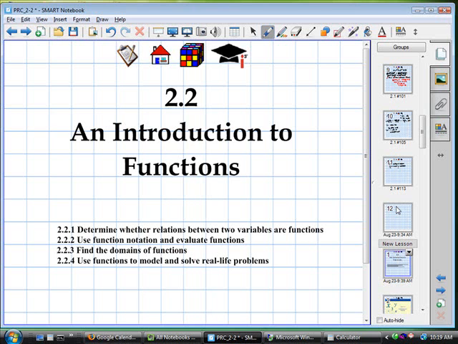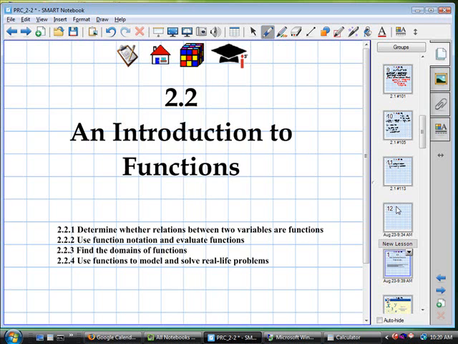First of all, you notice the word relation is in the title, so even before that, you've got to know what the difference is between a relation and a function. I will talk about that. And once you know that, you've got to be able to tell when relations are functions and when they aren't. Number 2, you've got to be able to use function notation and evaluate functions. Number 3, find the domains of functions. Number 4, word problems. So maybe the first thing we should talk about are relations.